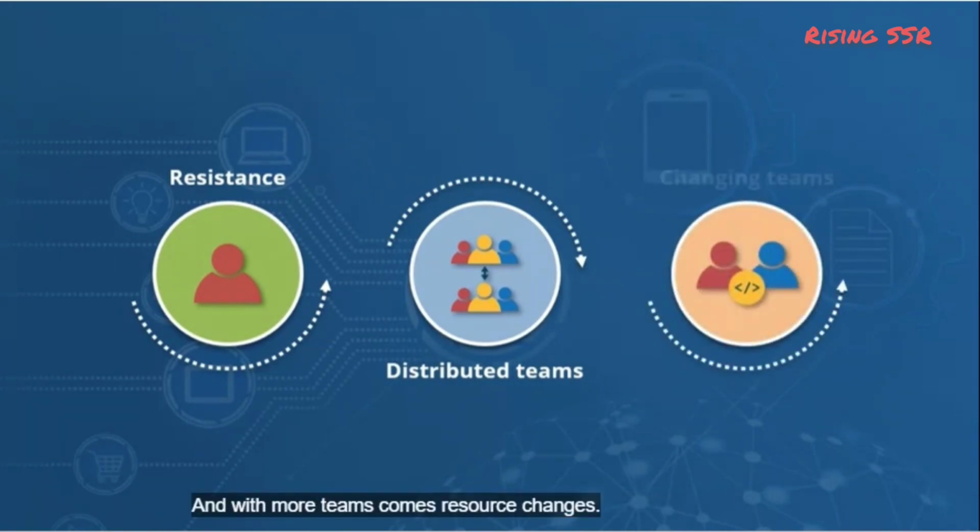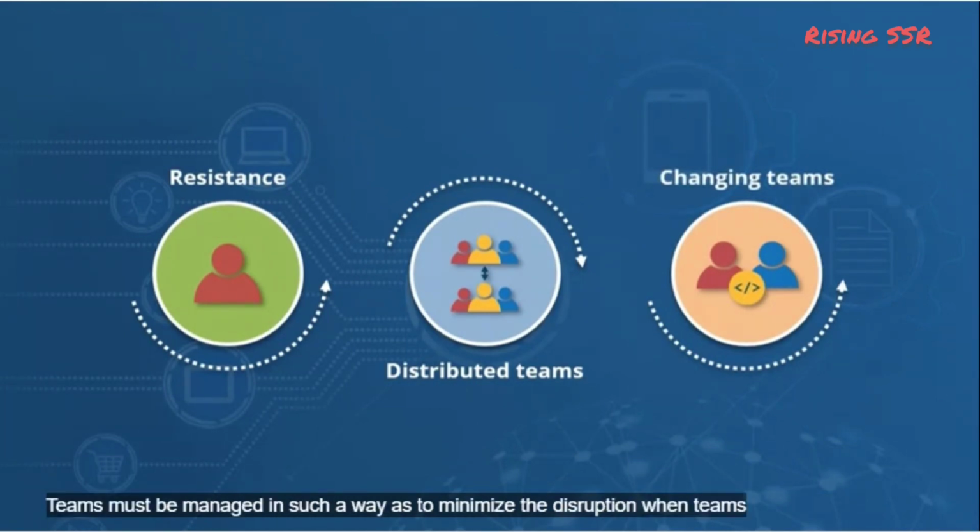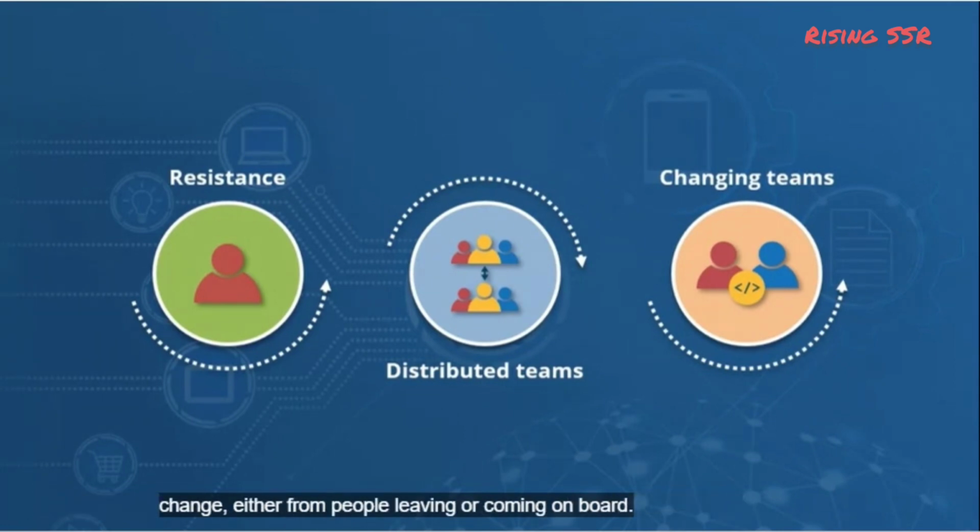And with more teams comes resource changes. Teams must be managed in such a way as to minimize the disruption when teams change, either from people leaving or coming on board. This is often handled by effective knowledge sharing and onboarding training. So in conclusion, a growing organization will have to scale SRE teams, and this can be challenging. This is handled through appropriate organization of teams, as well as proper training for SREs to handle complexities, such as more collaboration, resistance to change, and distributed and changing teams.